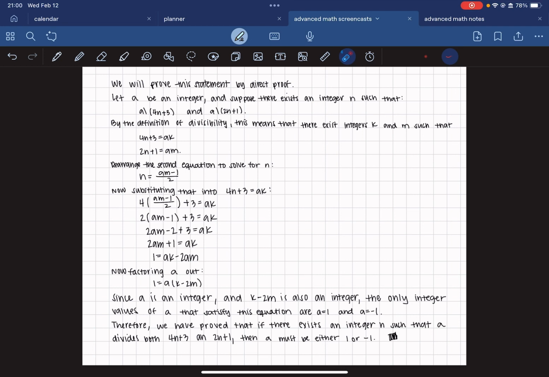Since a is an integer and k minus 2m is also an integer, the only integer values of a that satisfy this equation are a equals 1 and a equals negative 1. Therefore, we have proved that if there exists an integer n such that a divides both 4n plus 3 and 2n plus 1, then a must be either 1 or negative 1. And that is the end of the proof.